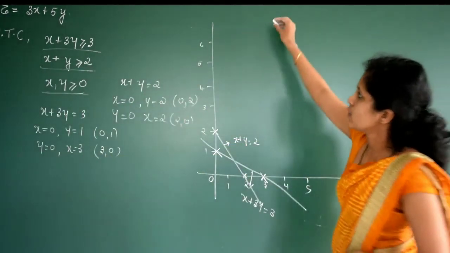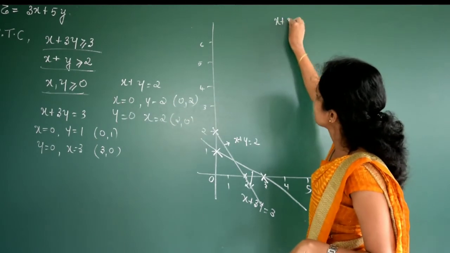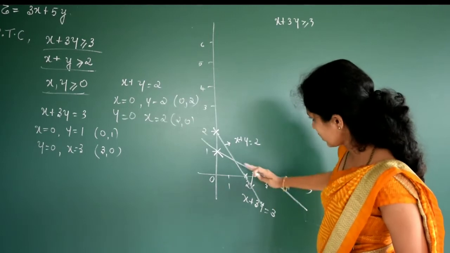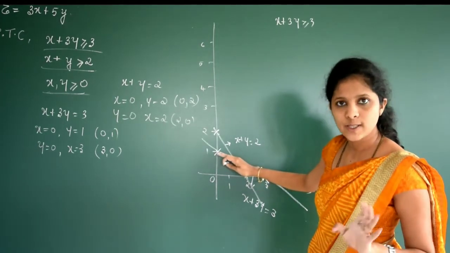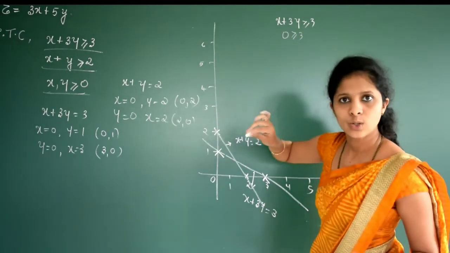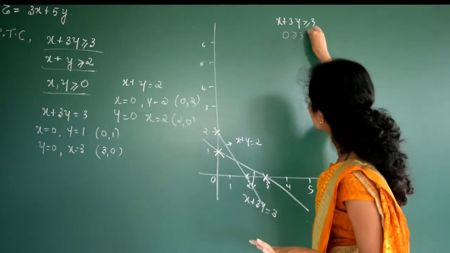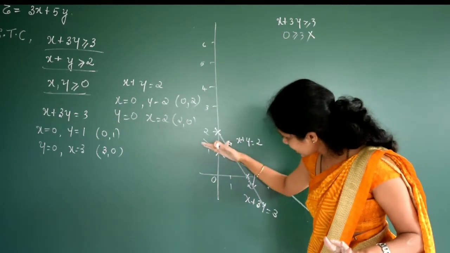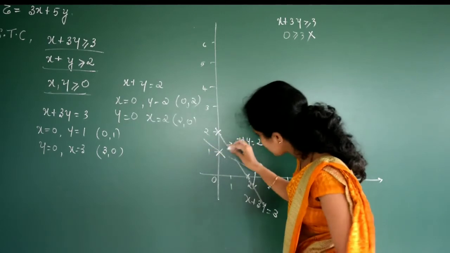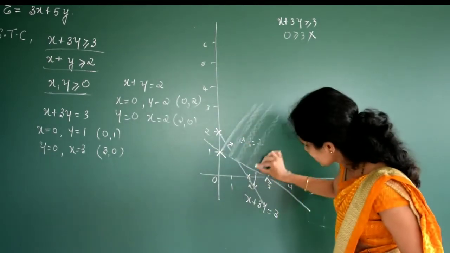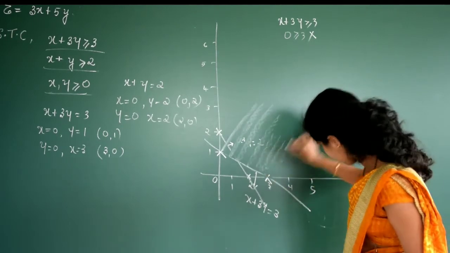Now, to find the solution region, we'll consider x plus 3y greater than or equal to 3. Which line? Sorry, this is the line, right? So if you substitute the origin, 0 greater than or equal to 3. Is it true? No. 0 is less than 3. So this is not true. So the solution region of this line does not include the origin. The solution region for this one will be above, upwards.